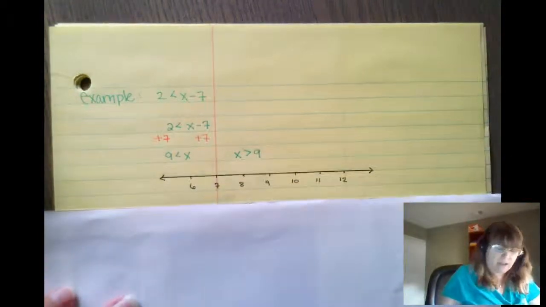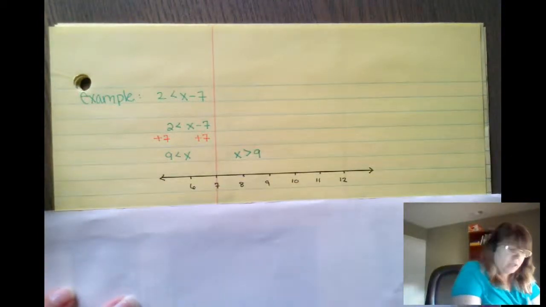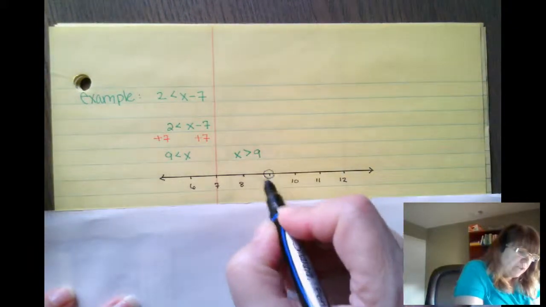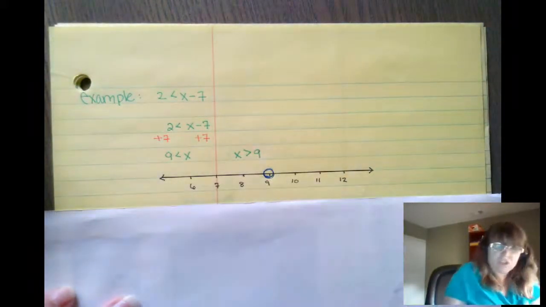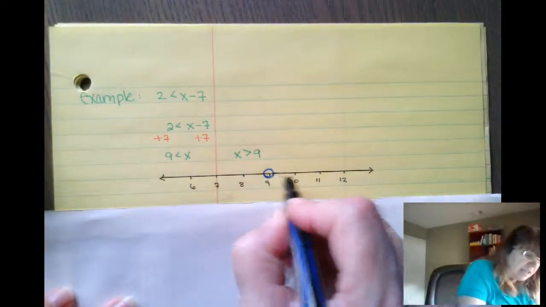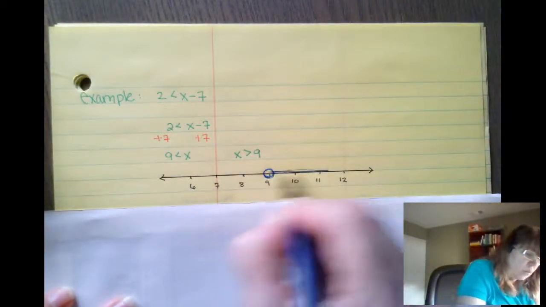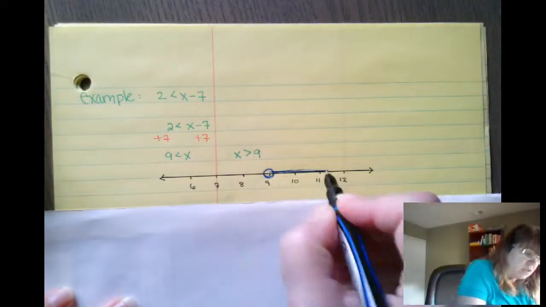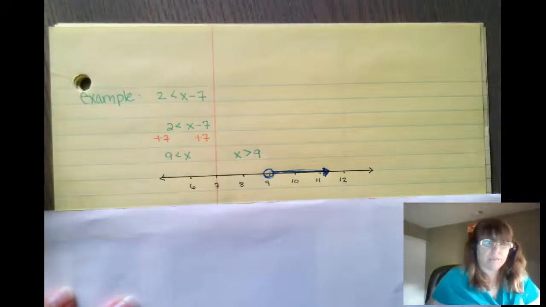Now let's sketch that on the number line. It is greater than 9. So it's just a circle around 9 because it's not including 9. And it is greater than 9, so I want to make the line going to the right.